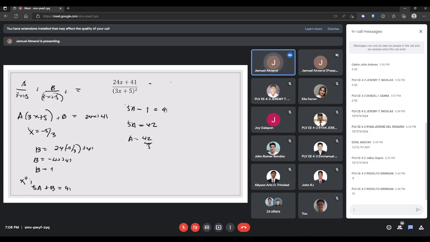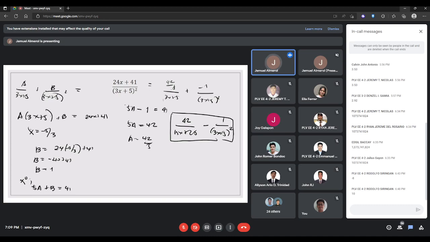Thus, this is now 42 over 5 over 3x plus 5 plus negative 1 over 3x plus 5 squared. So, simplify lang natin. I-distribute yung 5 sa baba. So, we have 42 over 15x plus 25 minus 1 over 3x plus 5 squared. This is probably your final answer.